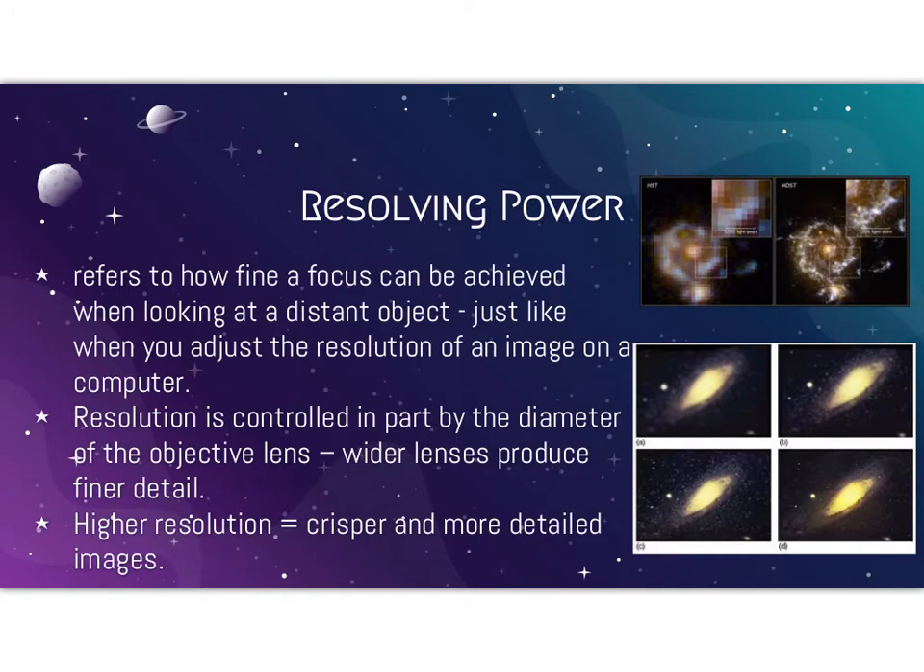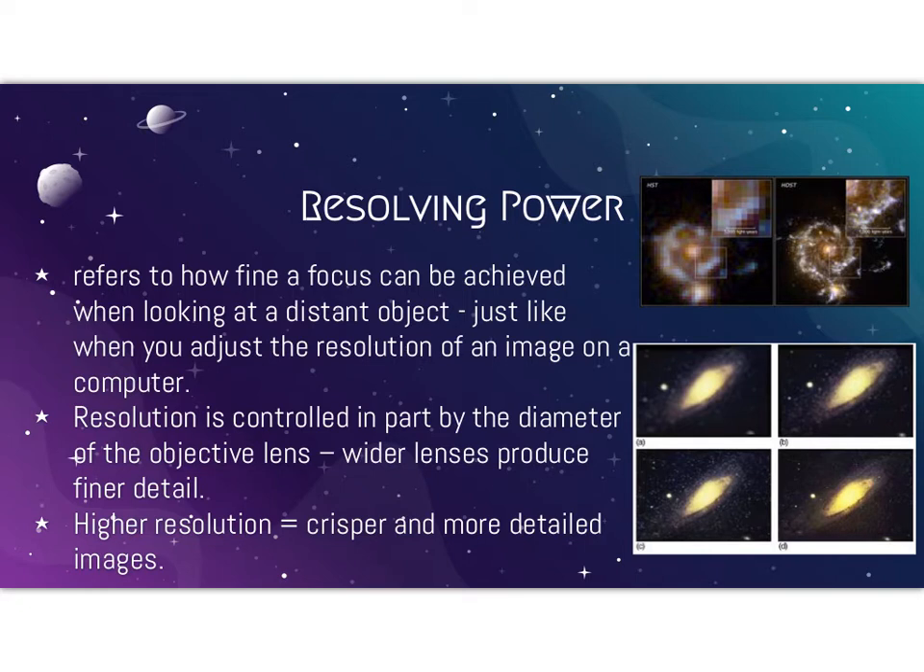Resolving power of a telescope refers to how fine a focus can be achieved when looking at a distant object. So just like when you adjust the resolution of an image on your computer. Resolution is controlled in part by the diameter of the objective lens. Remember, that's the furthest one from your eye. A wider lens produces finer detail.